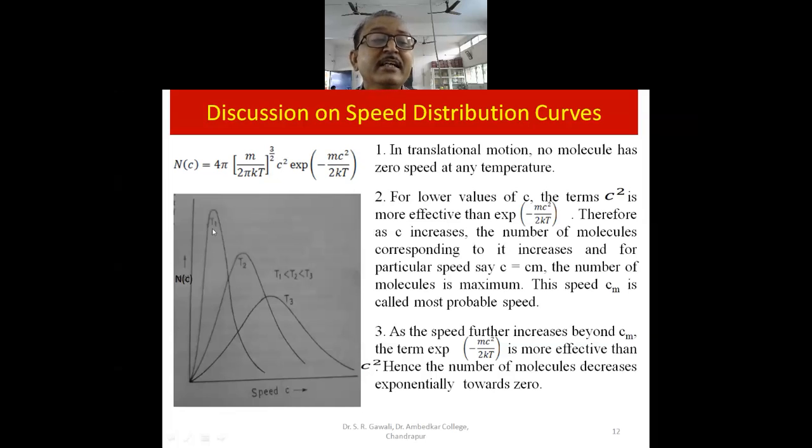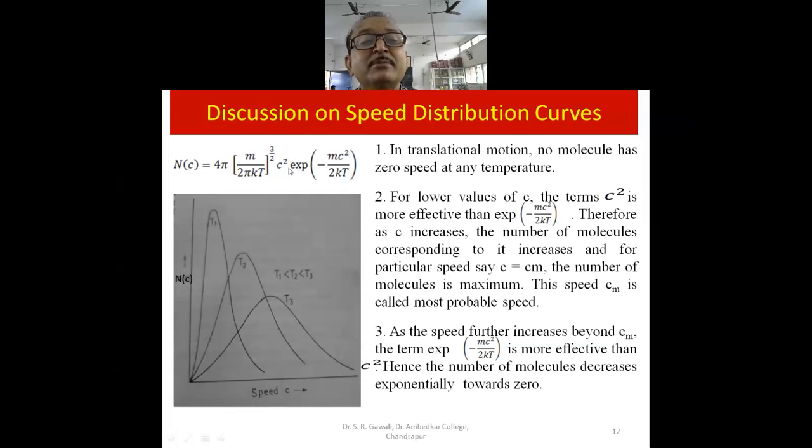So this is the curve of n of c, the number of molecules having the speed c. So for lower values of c, there are two terms in n of c which depend upon the speed. One term is c square, which depends upon the speed of the molecule of the gas, and another term is the exponential term, that is exponential of minus m into c square upon 2 kT.